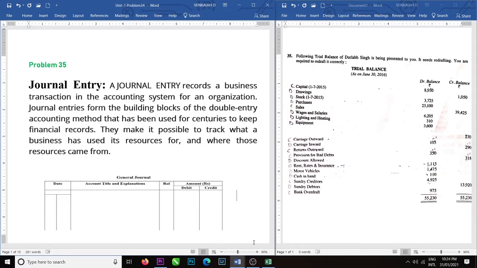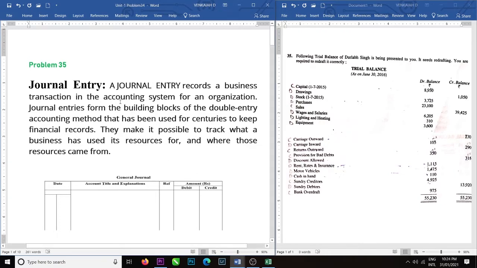Welcome. Problem 35: preparation of trial balance. In the earlier two problems also we prepared trial balance. Trial balance is the fourth stage in accountancy. The first stage is transaction, second is journal entries, third is ledger accounts, fourth is trial balance. So what exactly is a journal entry?